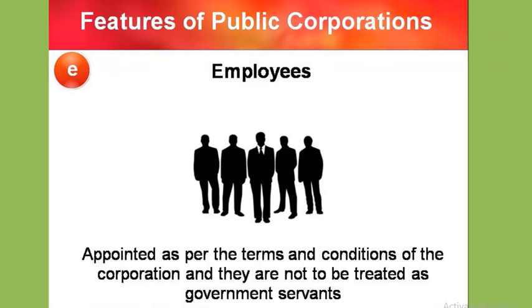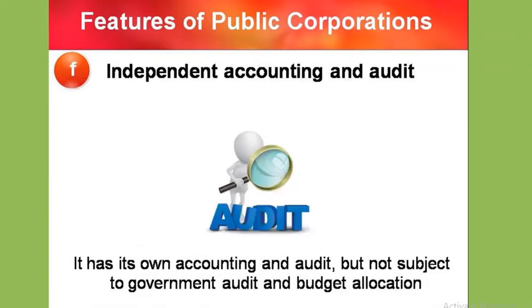Next is employees. The employees of these enterprises are not government servants and are not governed by government rules and regulations. Employees are appointed as per terms and conditions of the corporation and they are not to be treated as government servants. Last is independent accounting and audit. It has its own accounting and audit but not subject to government audit and budget allocation. It is also not concerned with the central budget of the government. So these are the features of the public corporation, or you can say statutory corporation.